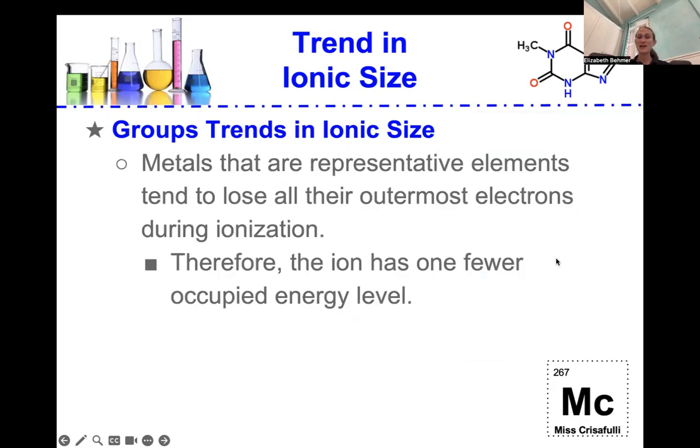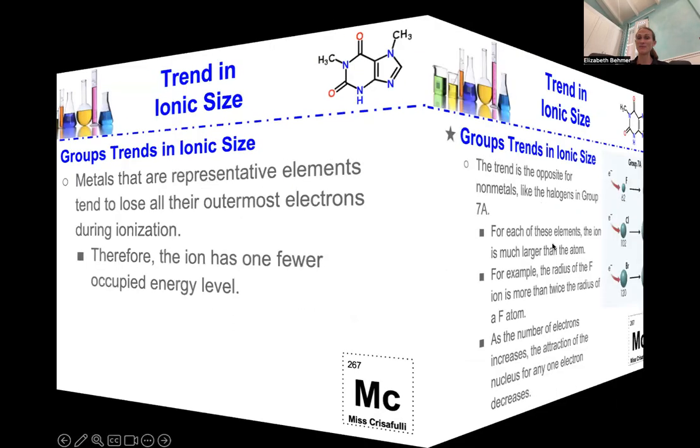Group trends in ionic size. Metals that are representative elements tend to lose all their outermost electrons during ionization. Therefore, the ion has one fewer occupied energy level.